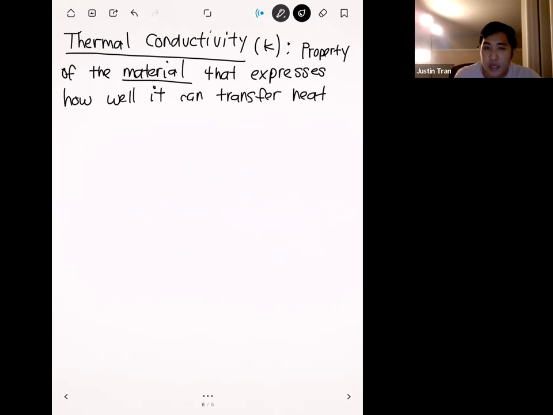And so what that means is that scientists and engineers and technicians have basically taken a bunch of materials and tested them in the laboratory to see how well they can transport heat.